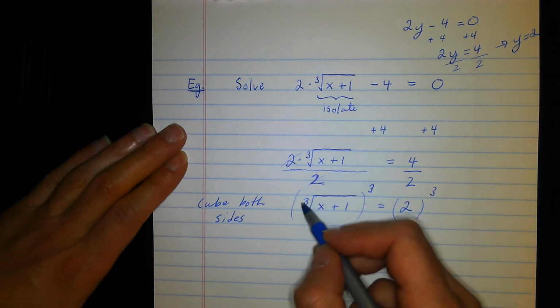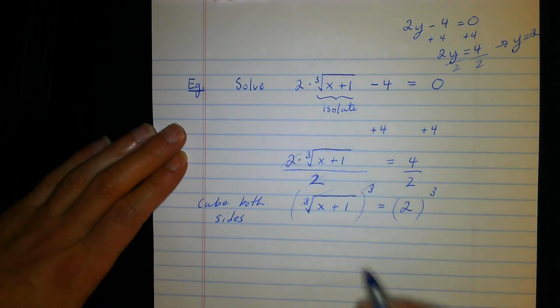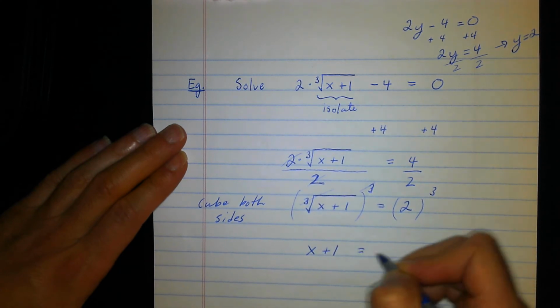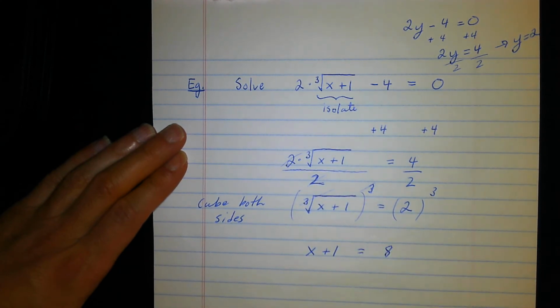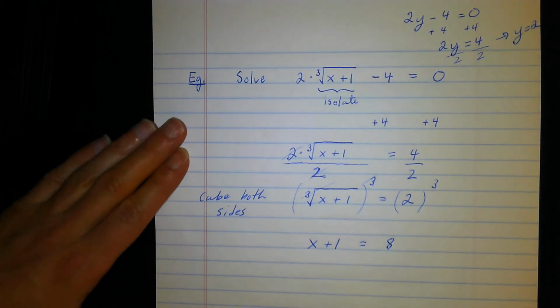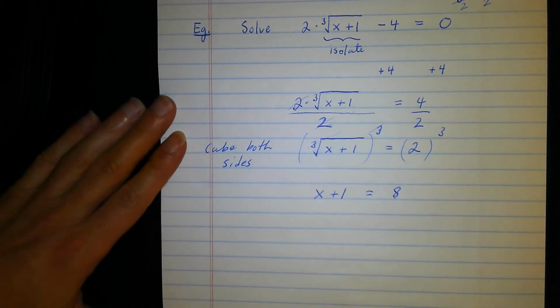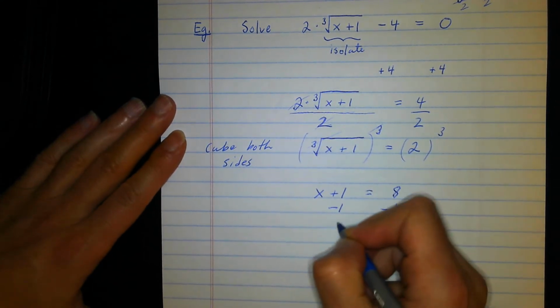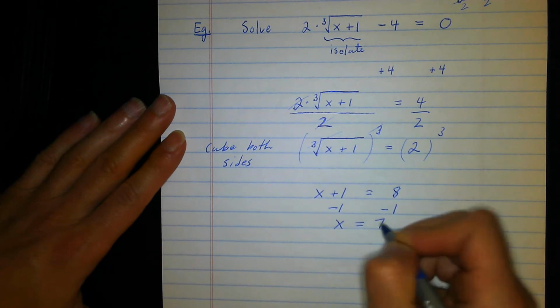And at that point, the cube root and the cube would cancel, and we'd just be left with x plus 1 equals 8. And then again, this is just a linear equation. So I just subtract 1 from both sides. And that gives me x equals 7.